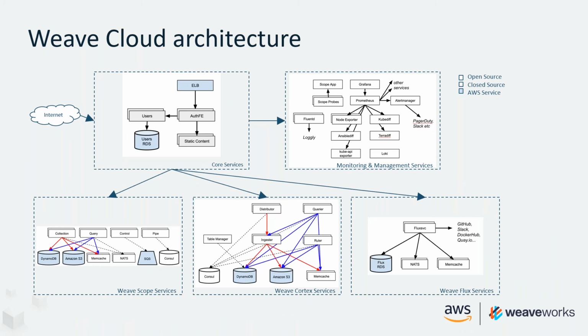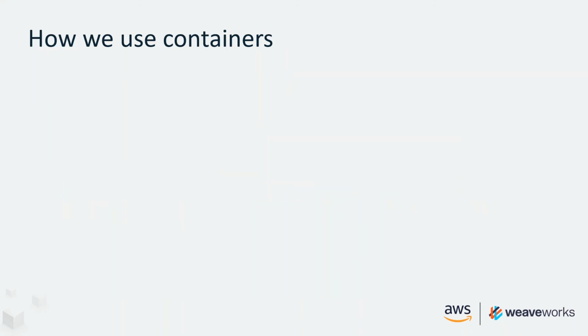Here's an overview of the architecture. It's a system of systems, it's microservices, it's what we call cloud native. It uses a variety of Amazon services for infrastructure and for storage. You can see that there's monitoring and management. We're storing data in RDS. We're using DynamoDB, Amazon S3, SQS, and so on and so on. And it's a complex distributed system.